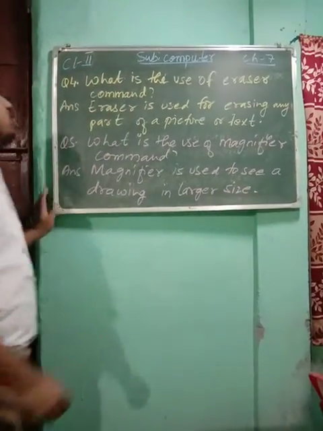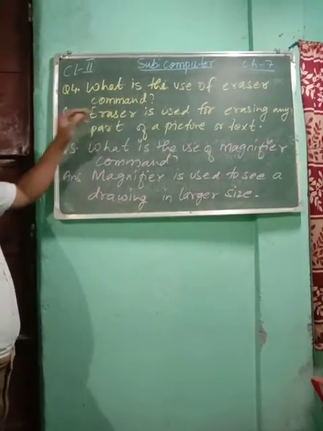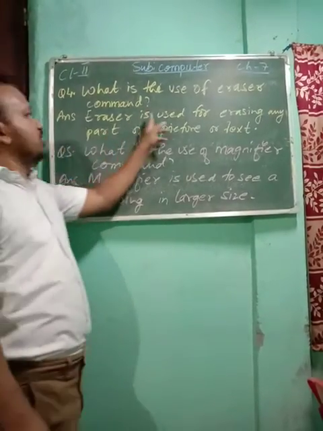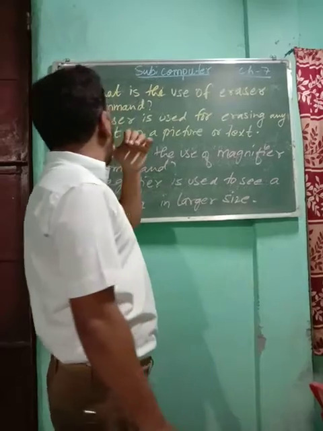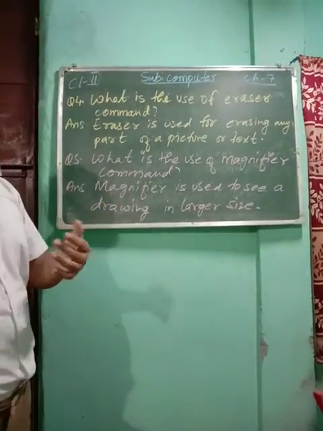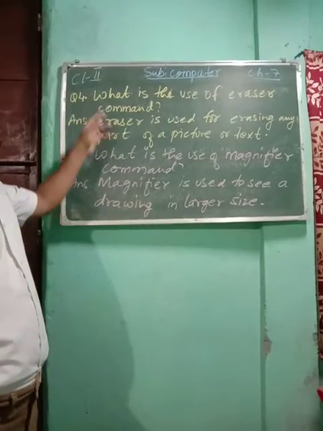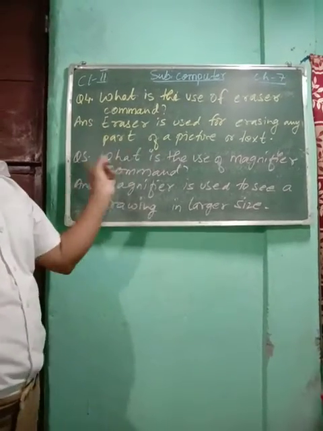Okay children, now you see question number 4. What is the use of eraser command? Eraser is used for erasing any part of a picture or text. Suppose you have made a mistake while making a drawing, or the text you have written is wrong. At that time, with the eraser command, you can erase it.